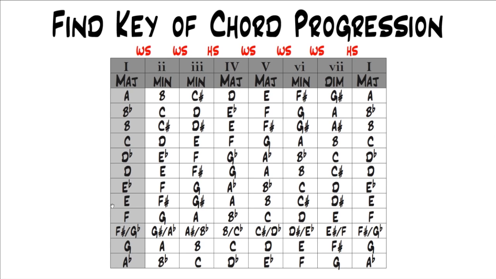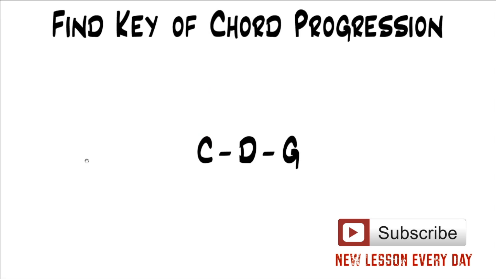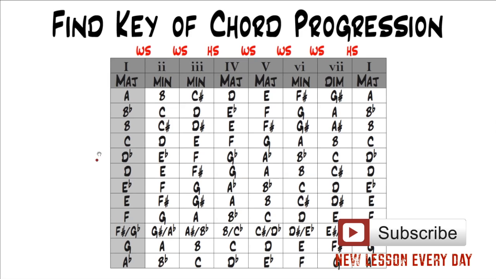So those were both pretty simple because they were the first ones we ran across. They started with an A for the first one. It just ended up being in the key of A. So let's do another one that's a little trickier. And this one is C, D, G. So you might just assume that that's in the key of C.